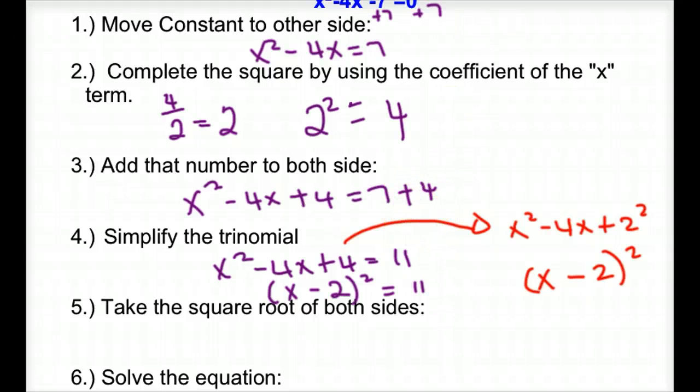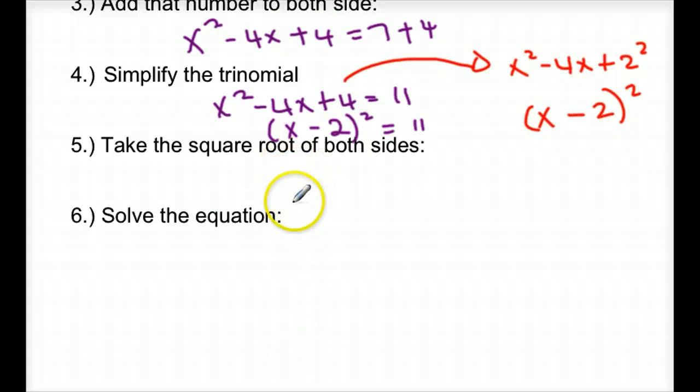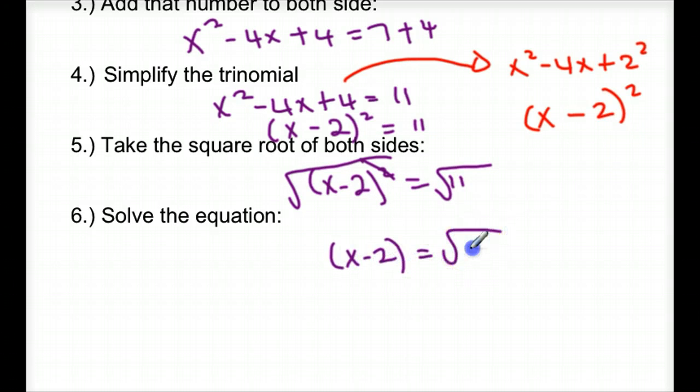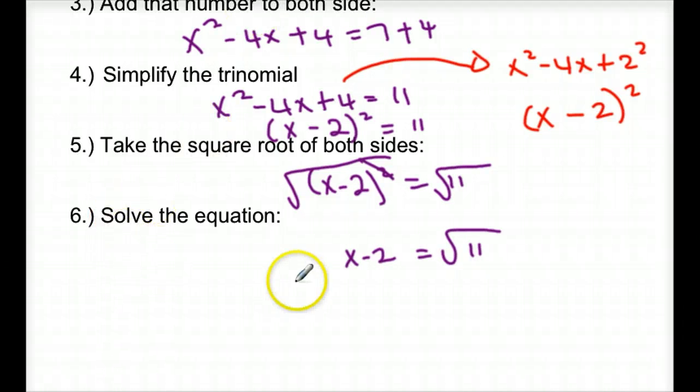Once I've done this, step 5 says to take the square root of both sides. So I'm just going to rewrite what I got: x minus 2 squared is equal to 11. Take the square root so I can get rid of that square. This cancels, and I'm left with x minus 2 equals the square root of 11. Remember, we don't even need the parentheses here because we already got rid of the square. So x minus 2. The last step says solve.